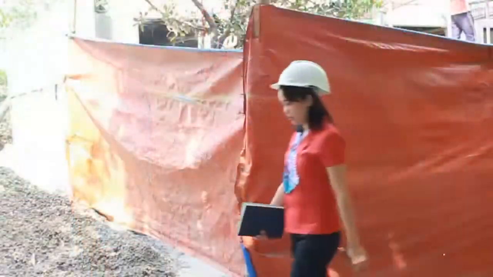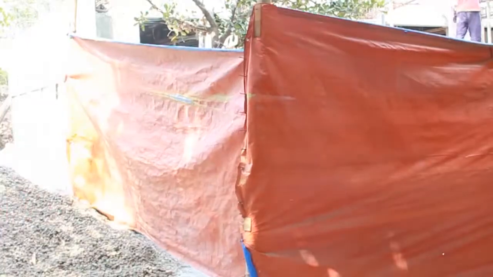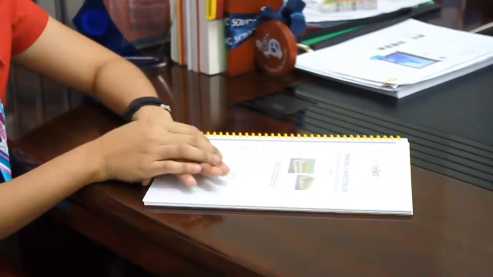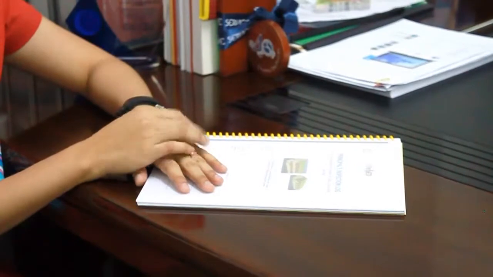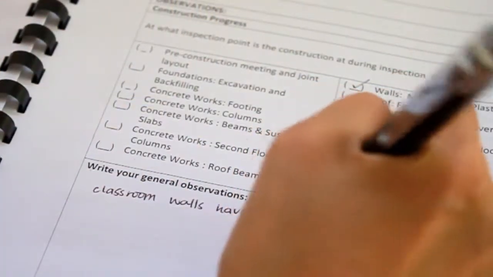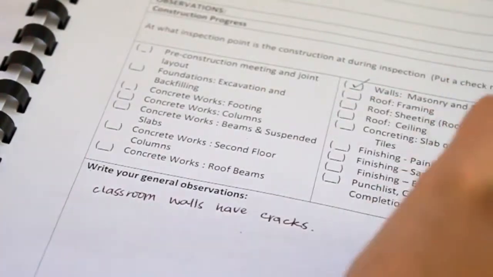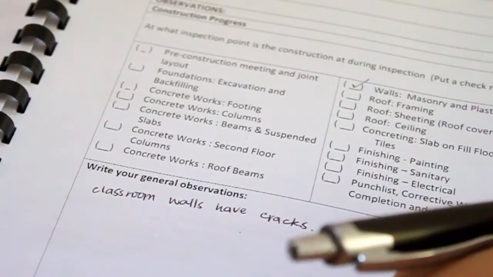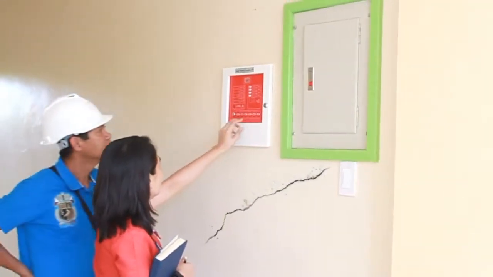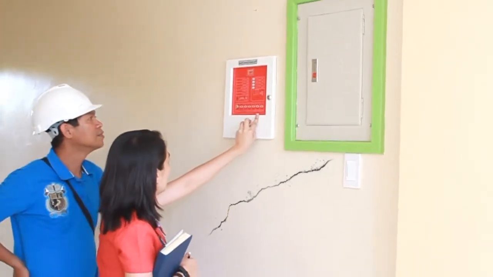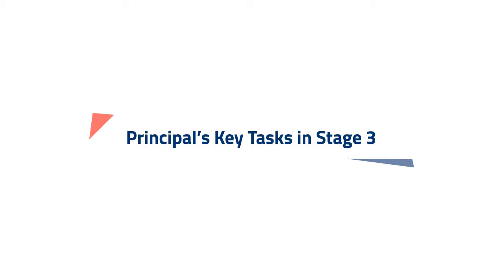At the end of each inspection, the principal will keep the inspection log in a safe place within the school premises, preferably the principal's office. The principal's inspection log is the official logbook where a principal must document his or her observations during site inspections. Again, observations should be noted in the inspection log during each visit, and any adverse finding must be forwarded to the DepEd Division Engineer. Principal's key tasks in Stage 3.